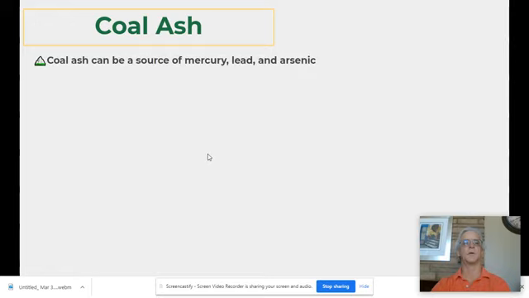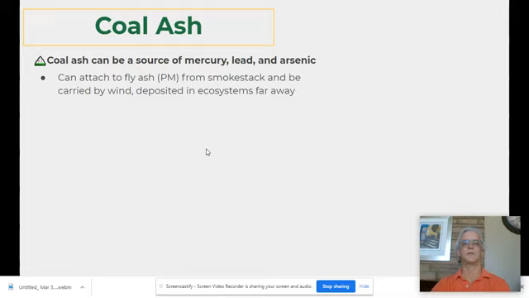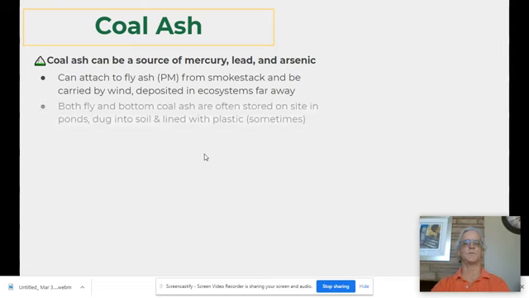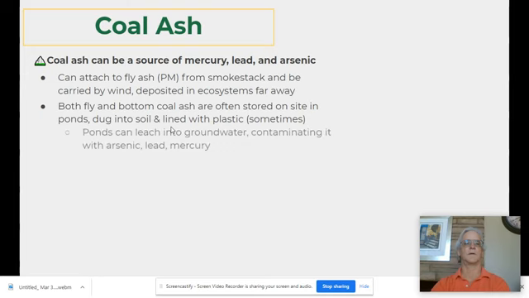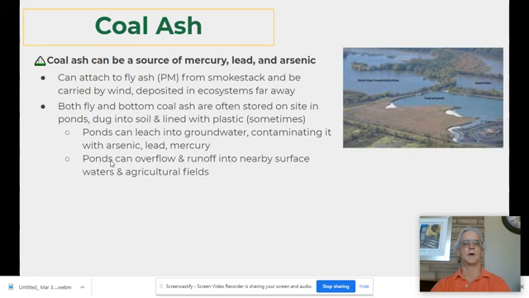Coal ash. Coal ash can be a source of mercury, lead, or arsenic. It can attach to the fly ash particulate matter from the smokestacks and be carried by wind and deposited in ecosystems far away. Both fly and bottom coal ash are often stored on site in ponds, dug in soil, or sometimes lined with plastic. Ponds can leach into the groundwater, contaminating it with arsenic, lead, or mercury. Ponds can overflow, and the runoff goes into nearby surface areas.